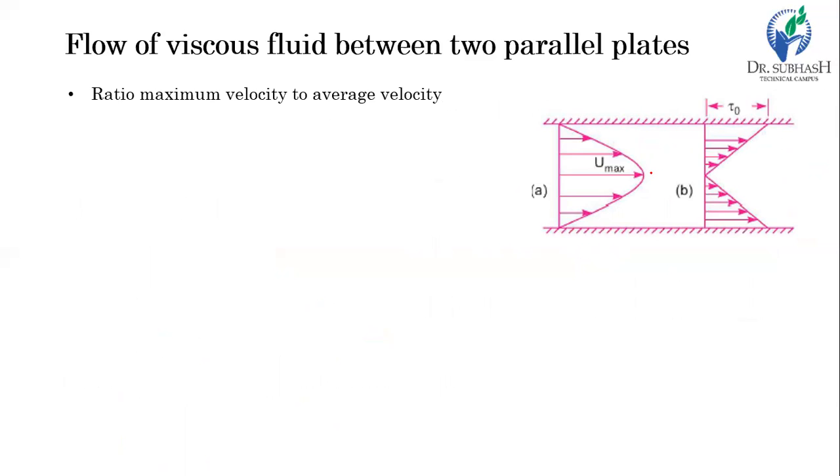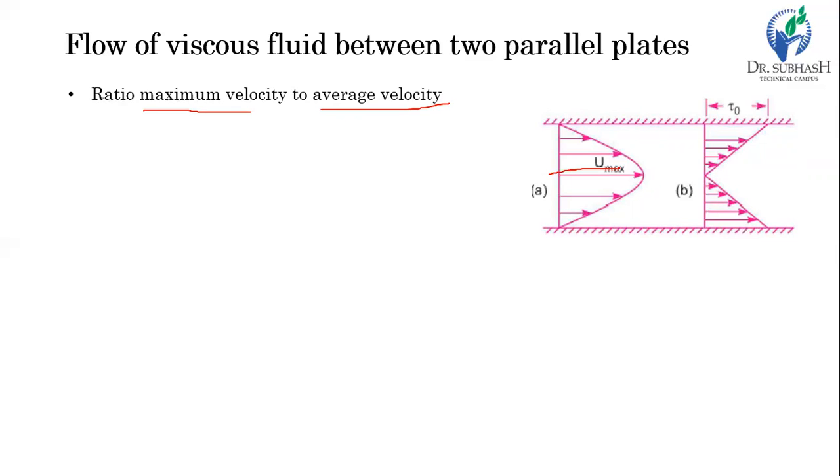We will derive the maximum velocity in a couple of minutes. So let's start with the ratio of maximum velocity to the average velocity. First, we will derive the equation of maximum velocity and then average velocity, and then we will take the ratio of both of these. So for maximum velocity, put the value in the previous equation of velocity distribution, at the point where we get the maximum velocity.